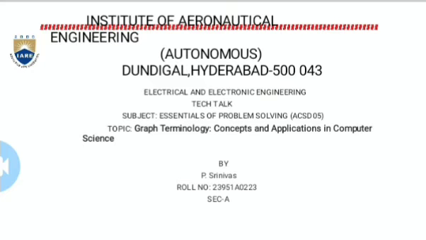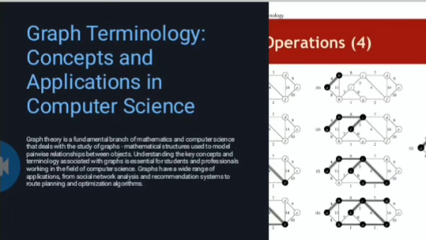Topic: Graph Terminology, Concepts and Applications in Computer Science. Graph theory is a fundamental branch of mathematics and computer science that deals with the study of graphs. Mathematical structures are used to model pairwise relationships between objects.